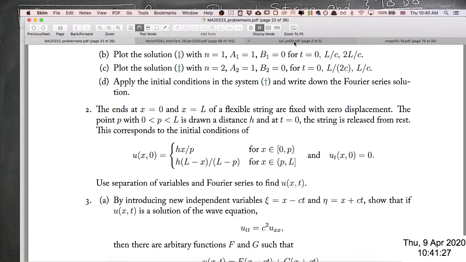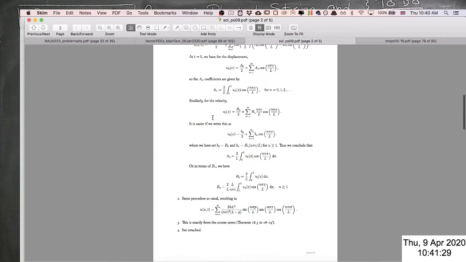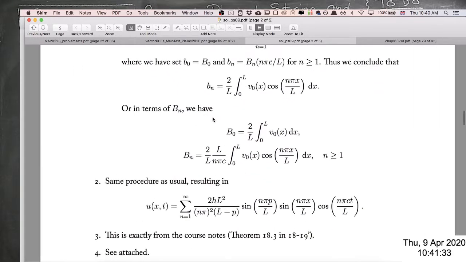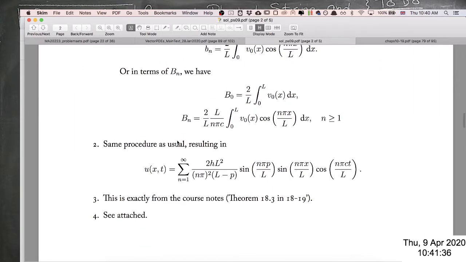So if I now go to the solutions here, you'll see the solutions are not very helpful. It doesn't give you the computations because they are just computations. It's the same procedure as usual, resulting in this, and there's a factor of p missing at the bottom. Okay, let's have a look at what it looks like through MATLAB.